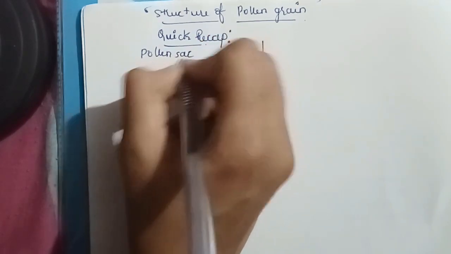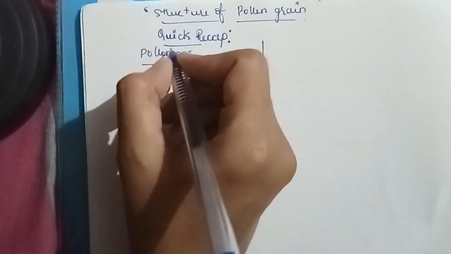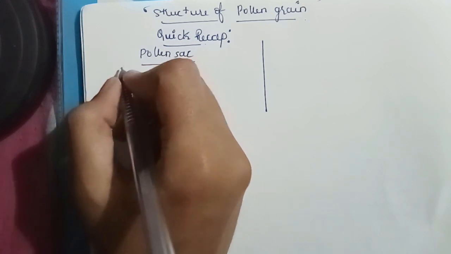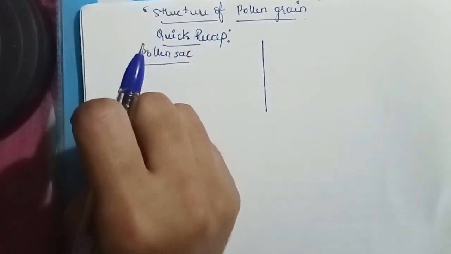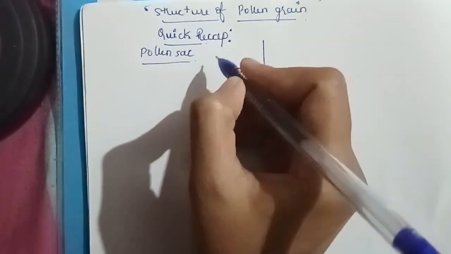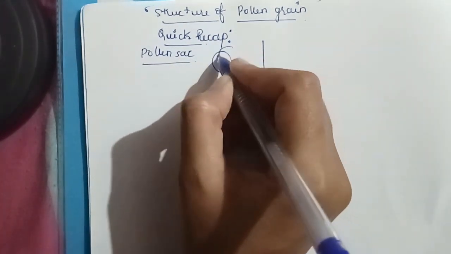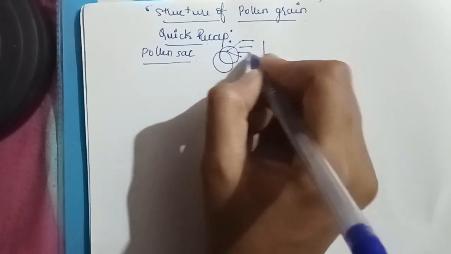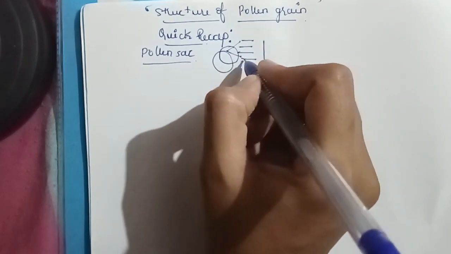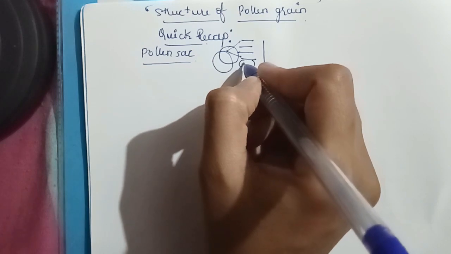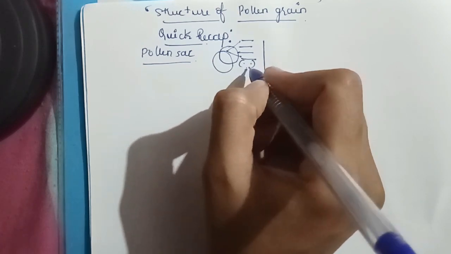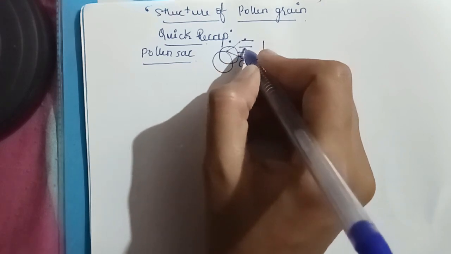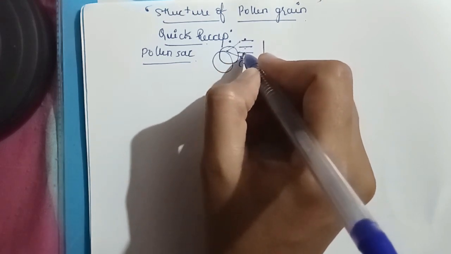In the part of anther we have seen that it is a bilobed structure which consists of four microsporangia. In each microsporangium we have four different layers: epidermis, middle layers, endothecium and tapetum. Tapetum was the innermost layer, having nutrition to provide to the cells, and the outermost layer was the epidermis. In between we get the middle layers and endothecium.